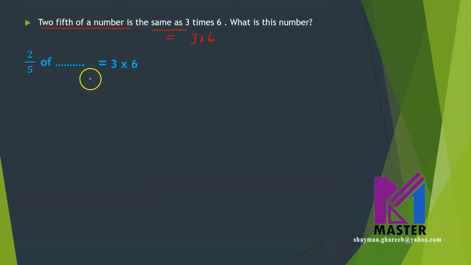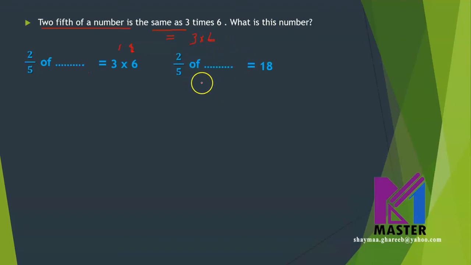So now I will look at it and try to find which number I can get here. I can get the right side here. 3 times 6 equals 18. Right? It's 18. So I can say that 2/5 of a number equals 18. Is this clear? So now I have a fraction of an amount question with a missing total amount.